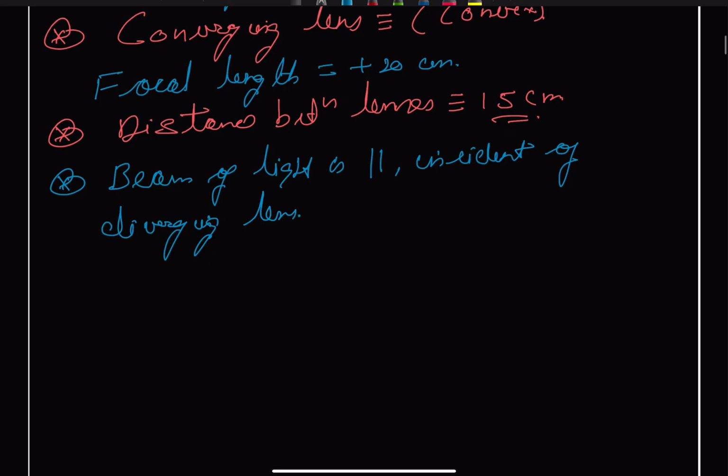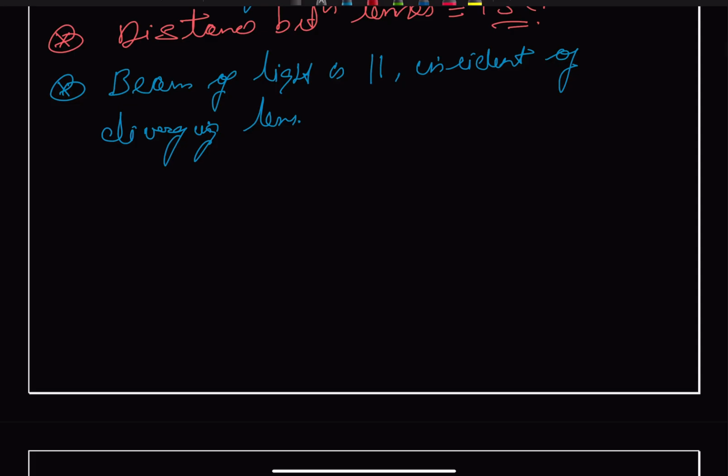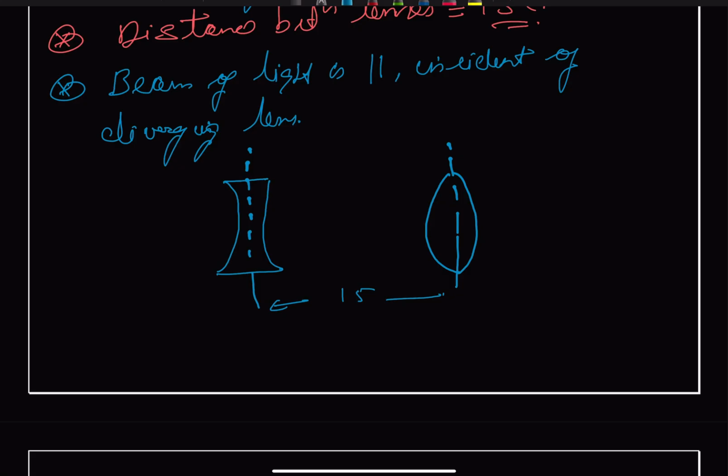So we can draw an approximate figure for that, and this is our diverging lens, and then there will be a converging lens, and the distance between the two is given as 15 centimeter, and the ray of light, their axis should be common, not mentioned in the question, but it has to be same, and the ray of light is parallel, that is falling on the diverging lens.